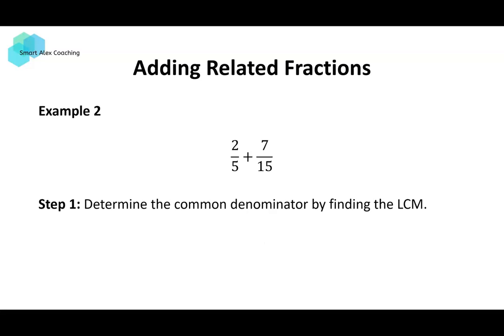Looking at another example, here I'm adding 2/5 with 7/15. First step, we need to determine the common denominator by finding the LCM. Look at the multiples of 5. I've got 5, 10, 15, 20, 25, 30, 35, and that keeps going. The multiples of 15 are 15, 30, 45, and that keeps going. By observation, 15 is our lowest common multiple, which I will choose to be my common denominator.